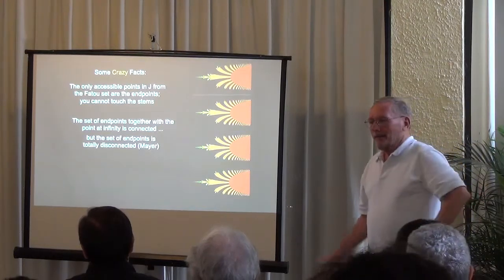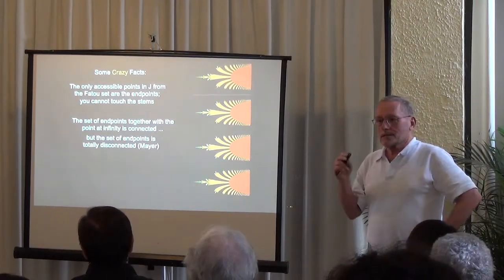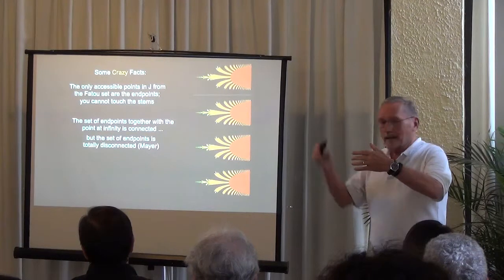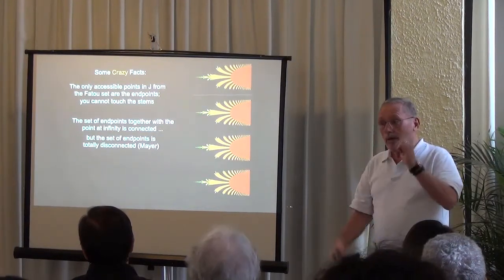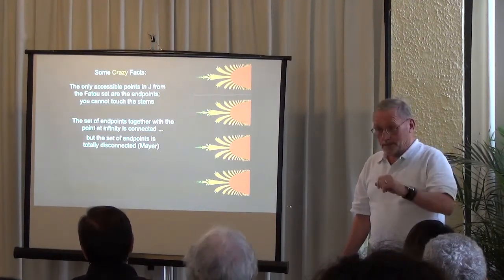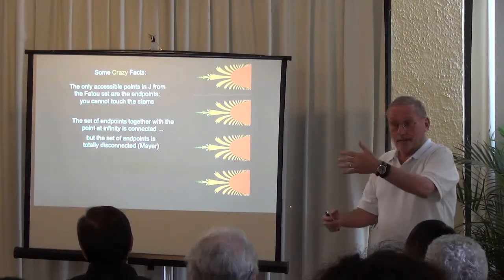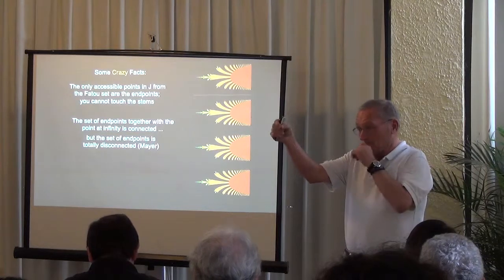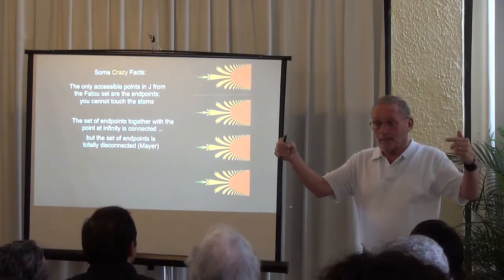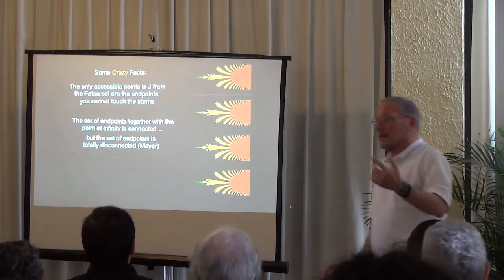Here's another thing. This Julia set consists of two pieces, the stems and the endpoints. Which is the larger piece? Well, obviously it's the set of stems, right? Corresponding to any single endpoint, you've got a whole half line. Well, Boguslawa Karpinska decided to check that.